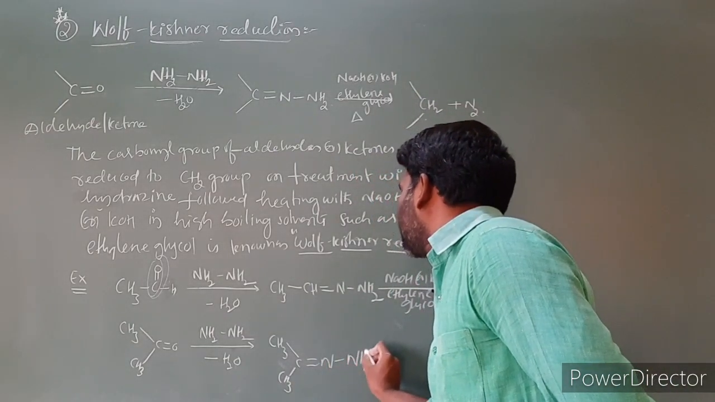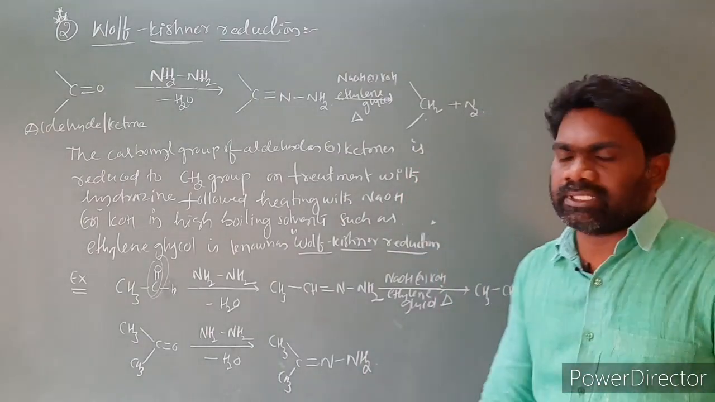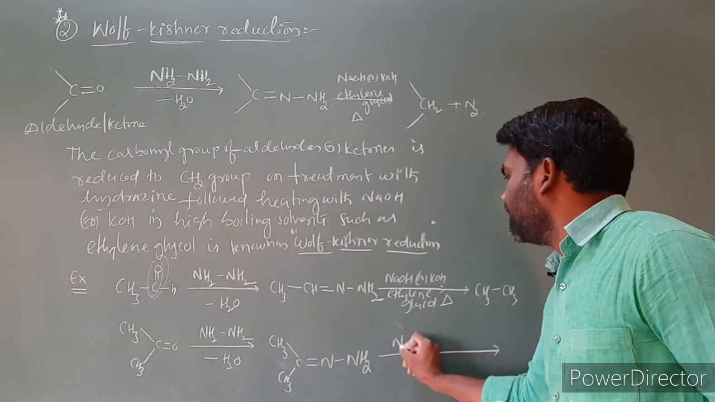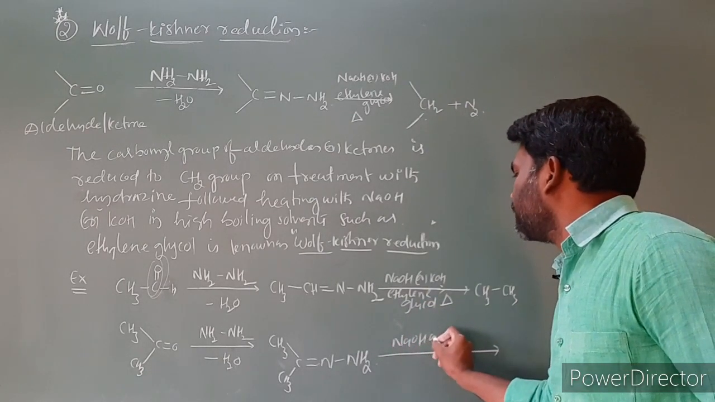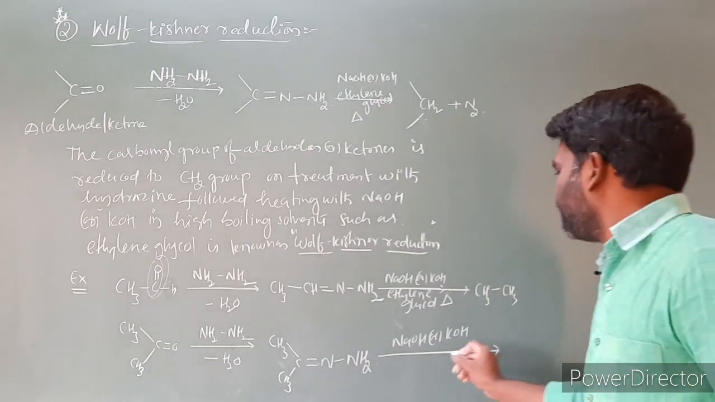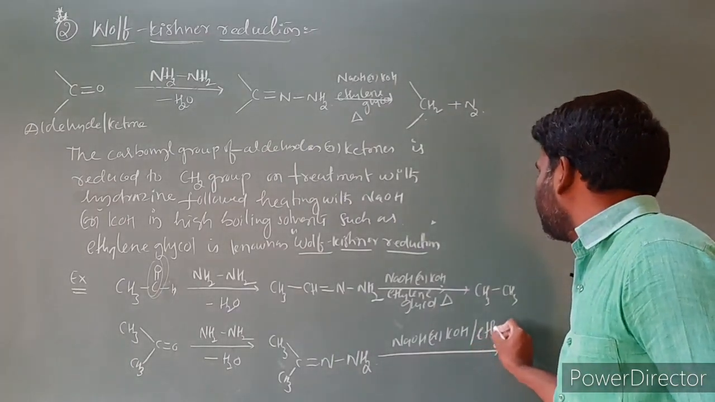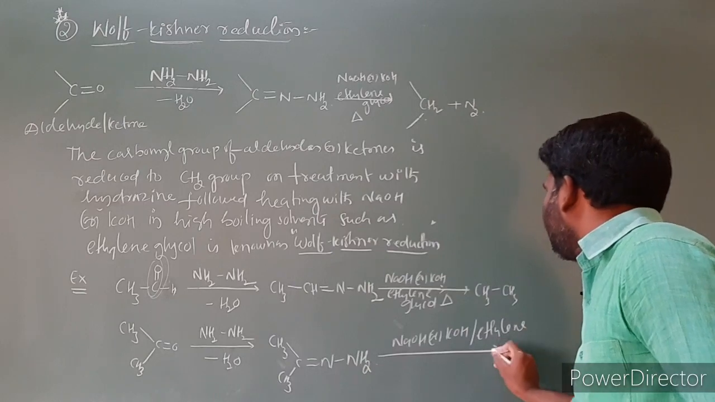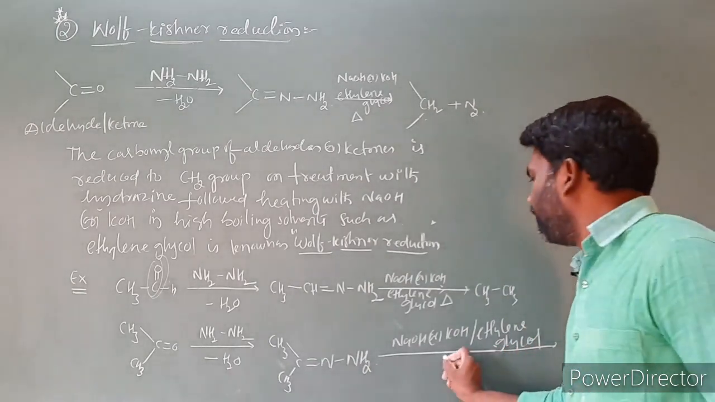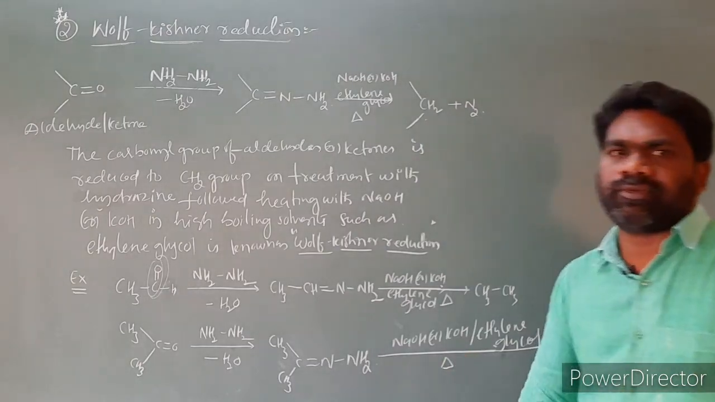NH2, isn't it? Then what we have to do next is heat with sodium hydroxide or potassium hydroxide in ethylene glycol, followed by heat. This is the symbol for heat.